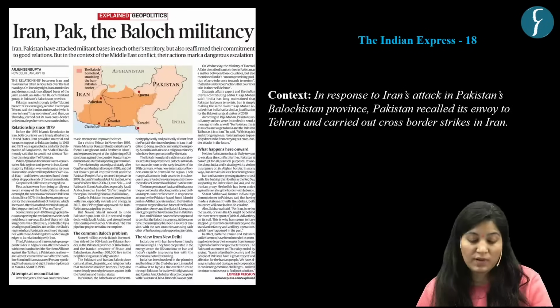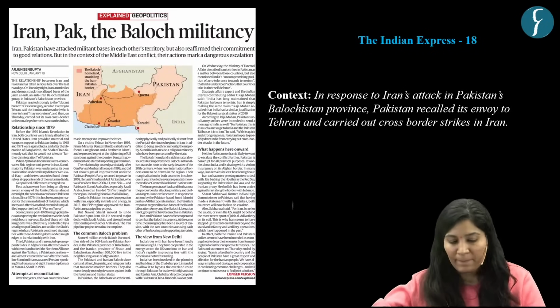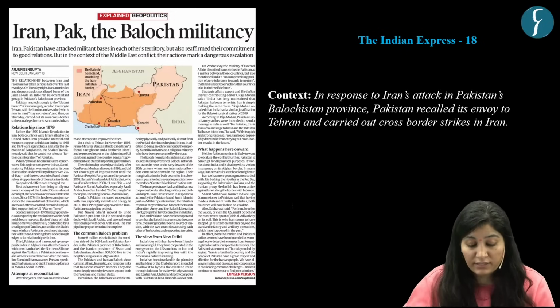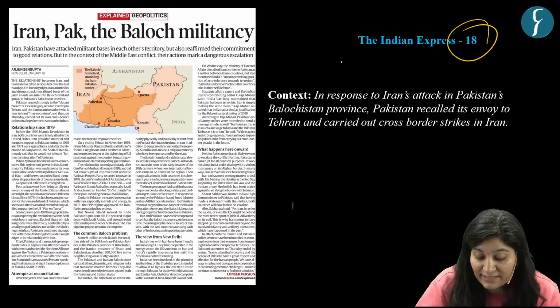Now let's come to our first summary based on this topic, based on this news article, which appeared on page number 18 in the Indian Express.